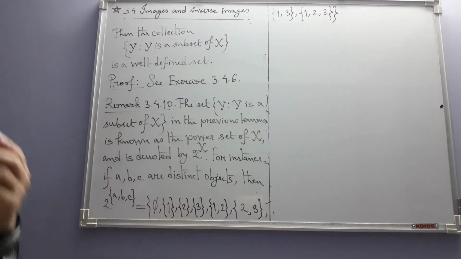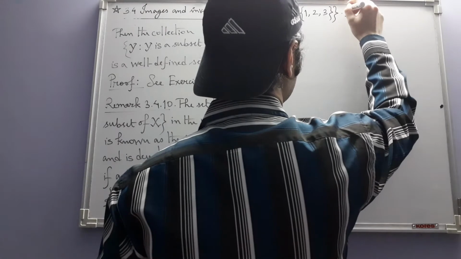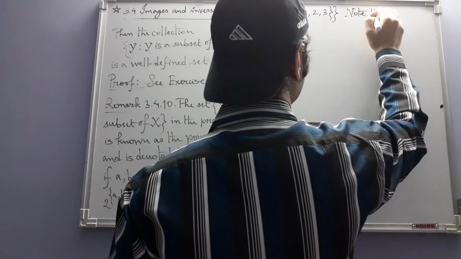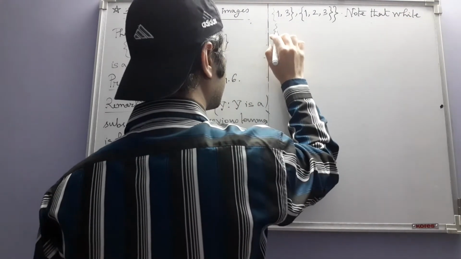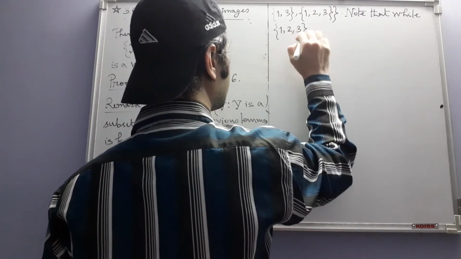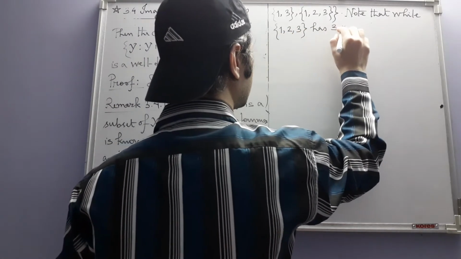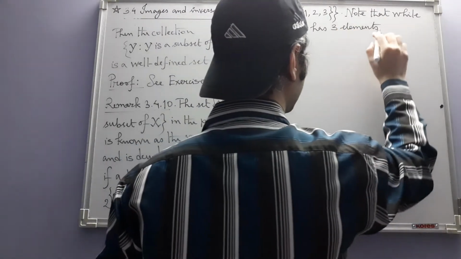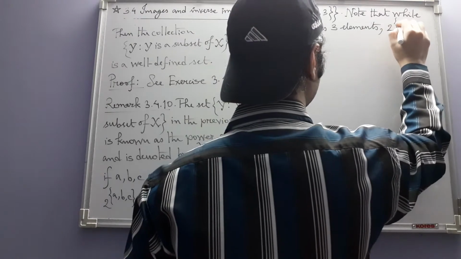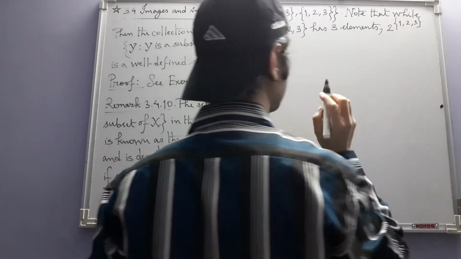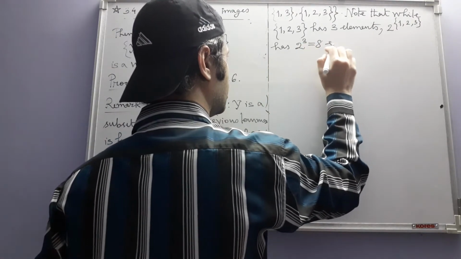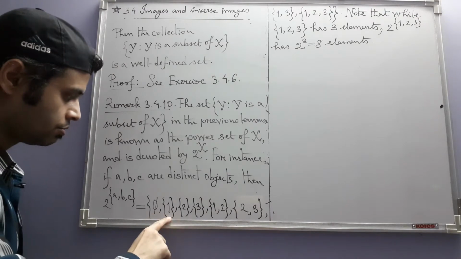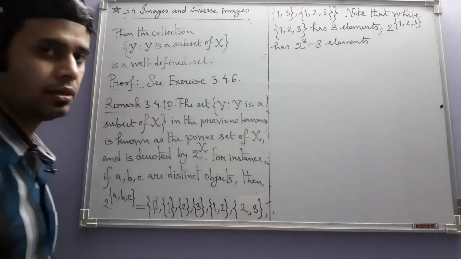make up the power set. Note that while this set has 3 elements, its power set has 2 cube equal to 8 elements. You see, 1, 2, 3, 4, 5, 6, 7, 8.